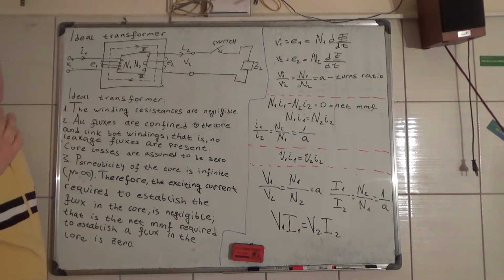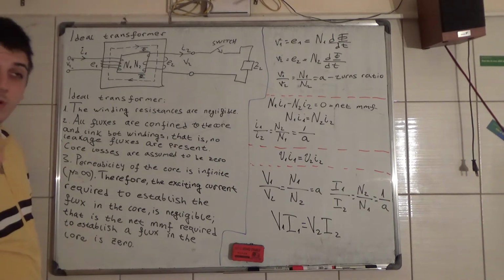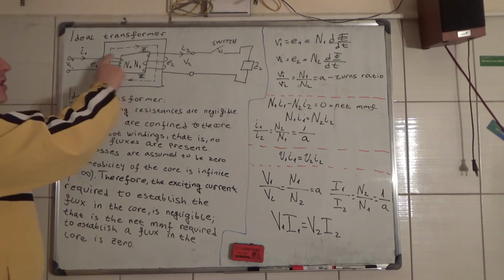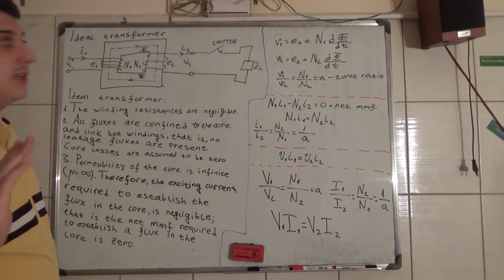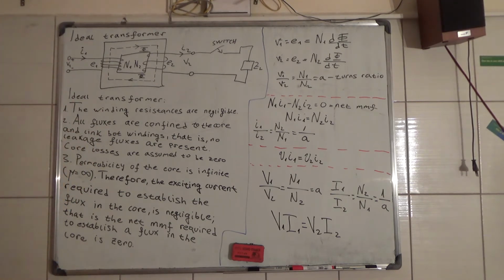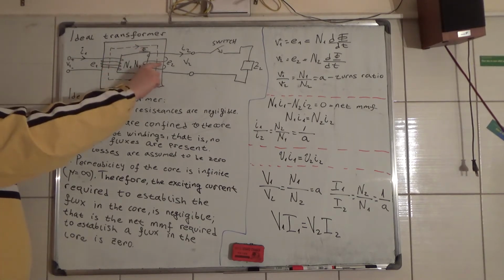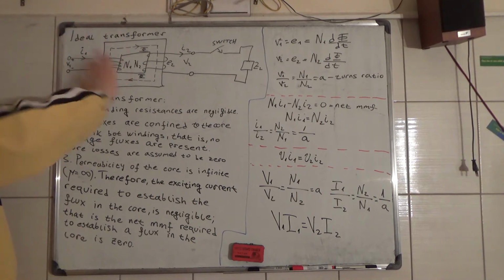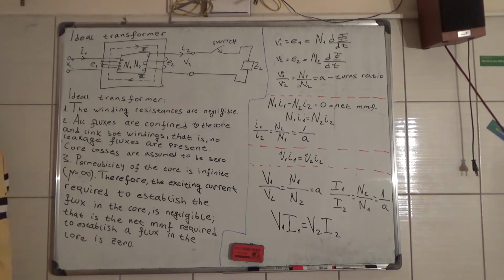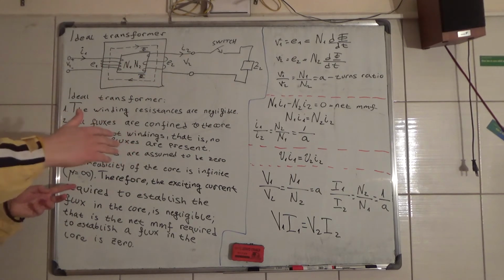In reality, that is almost correct. In good transformers, we have really small flux leakages. So yeah, the same amount of flux goes here, and here, and there are no flux leakages in an ideal transformer. Now the third characteristic, and the last one, is that the permeability of this core is infinite. So mu goes to infinity.